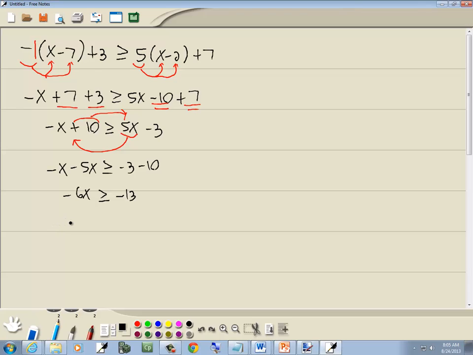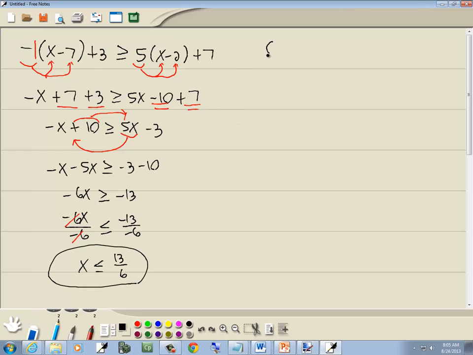Now our last step is to divide both sides by the number in front of your x, which is a negative 6. So we'll divide both sides by negative 6. And if you divide both sides by a negative number, you flip your inequality symbol. So the greater than or equal to becomes a less than or equal to. So negative 6's cancel. And we got x is less than or equal to, and these negatives cancel, 13/6.